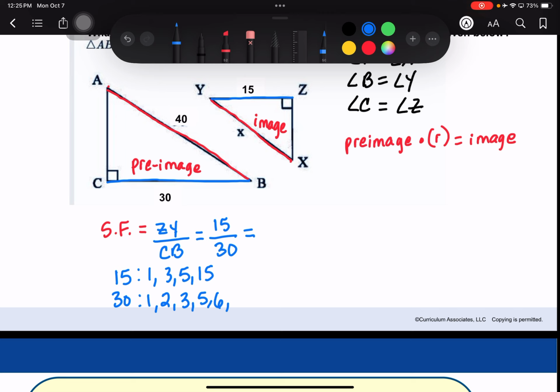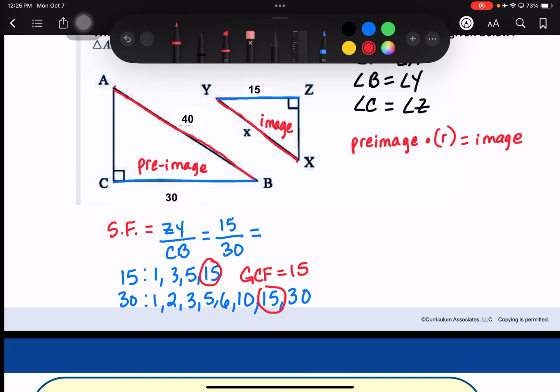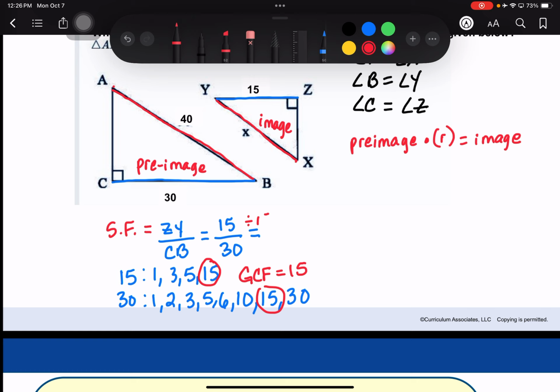So 1, 2, 3, 5, 6, 10, because 3 times 10 is 30. 15 and 30, right? So what's the greatest factor they have in common? We got 3, 5, 15. 15 is the greatest one in common. So this is my GCF, greatest common factor, is 15. So I gotta divide both the numerator and denominator by the greatest common factor, which would give me 1/2.